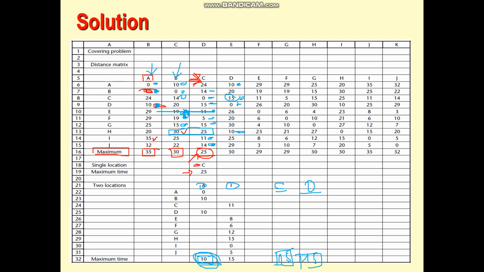We should locate two new depots so that we can serve all the customers within 15 minutes, and the two locations are I and A. Okay.